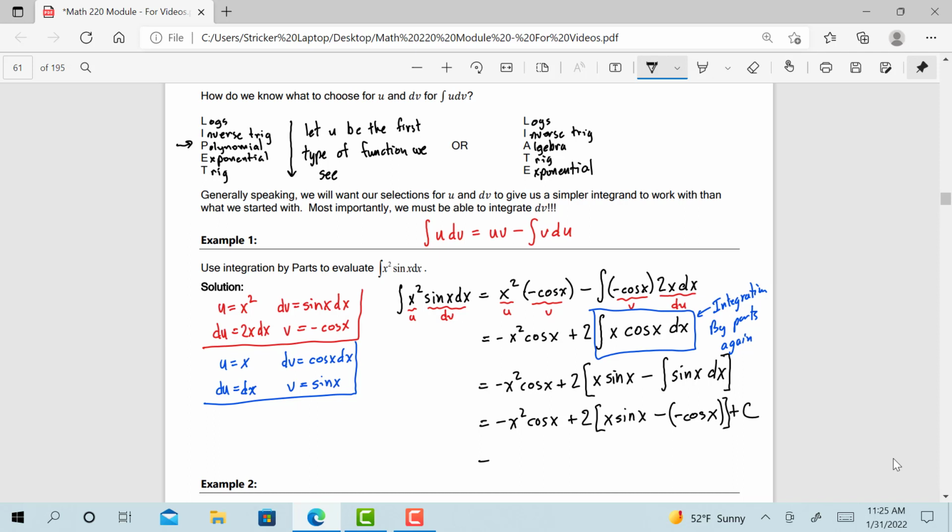So we can distribute the 2. We have negative x squared cosine x plus 2x sine x, and distributing the 2, also 2 times, this is a negative times a negative, so that's a positive, positive 2 cosine x plus c. That's our final answer. And that's our first example of using the integration by parts method. In this video, let's go ahead and do one more.